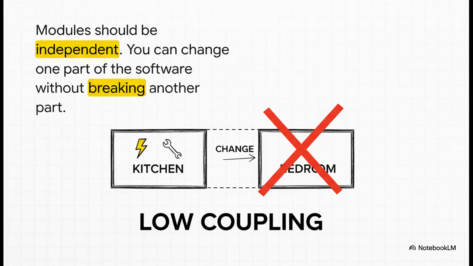Let me give you an analogy. Low coupling is like having a well-built house. You can decide to totally renovate your kitchen, rip out the cabinets, get a new sink, whatever, without having to worry that the bedroom upstairs is going to collapse. The different parts of the house are independent. A change in one area doesn't cause a disaster somewhere else. That's exactly what you want in your software.